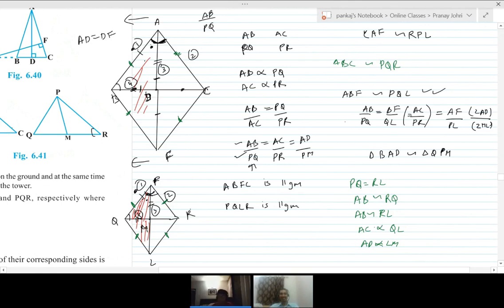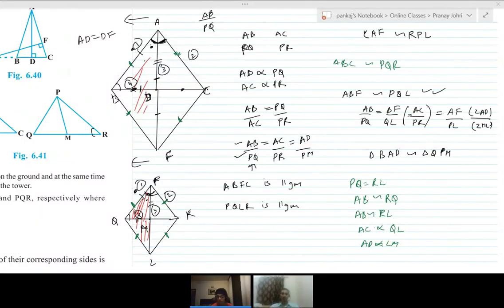One thing, can I just switch off this light and turn on this light over here? Okay. Yes, it is more visible.